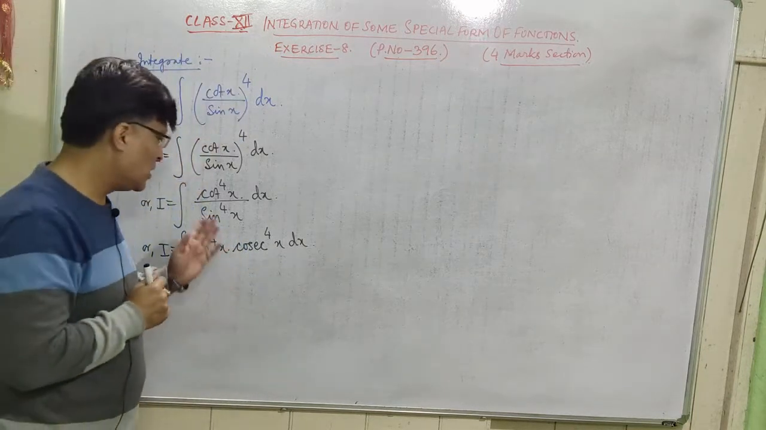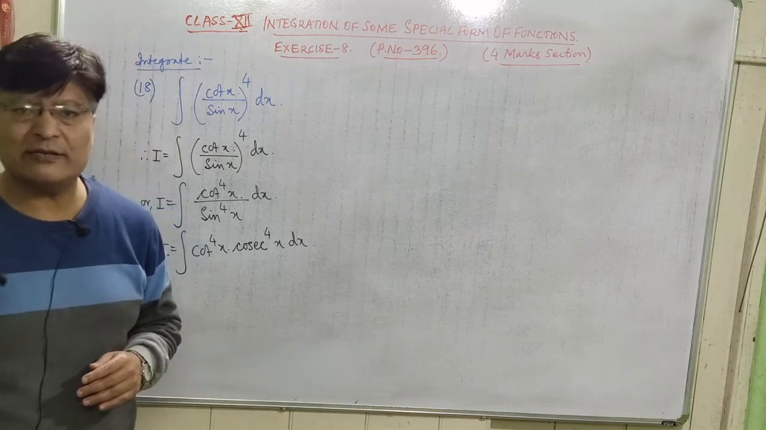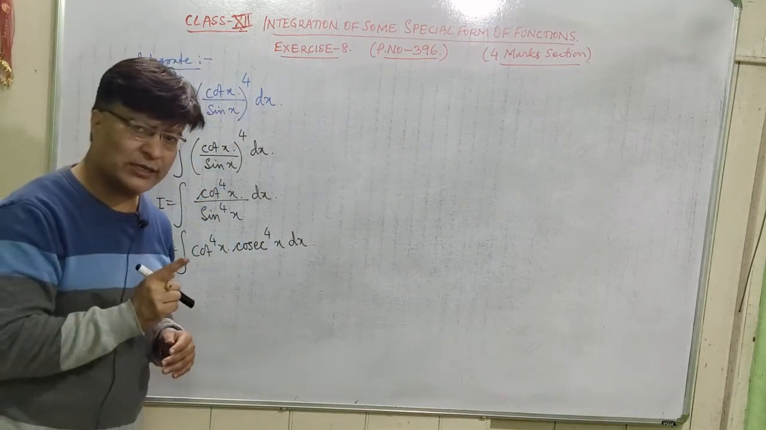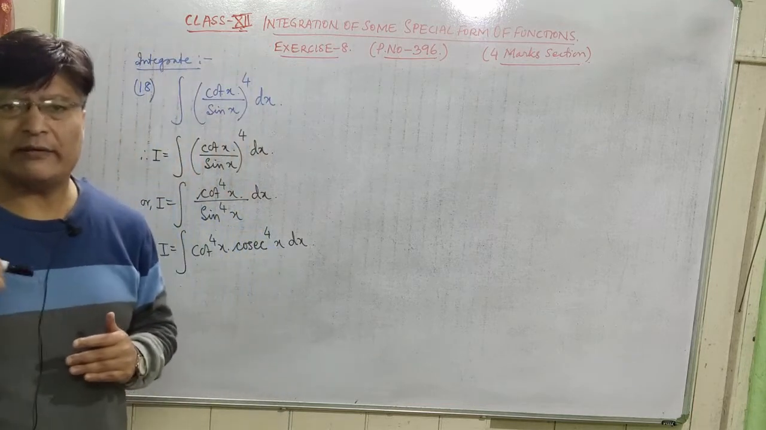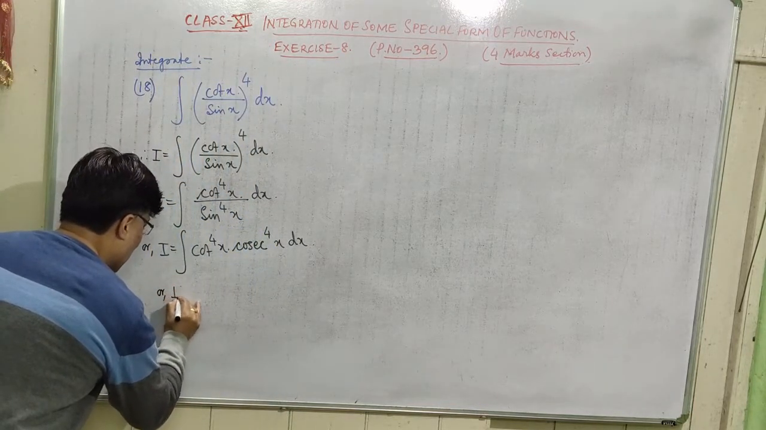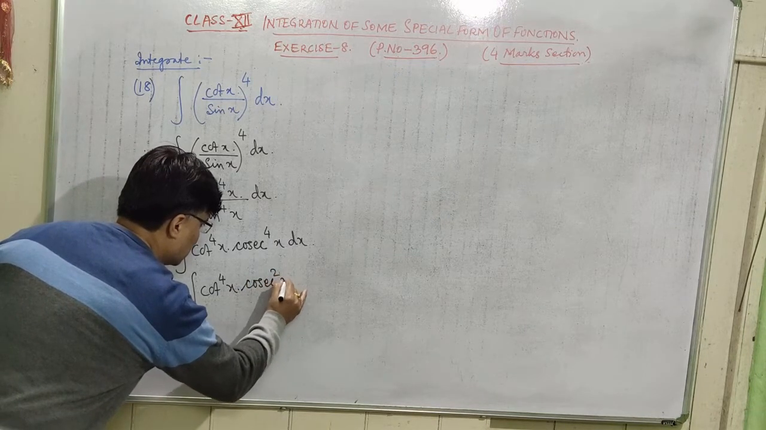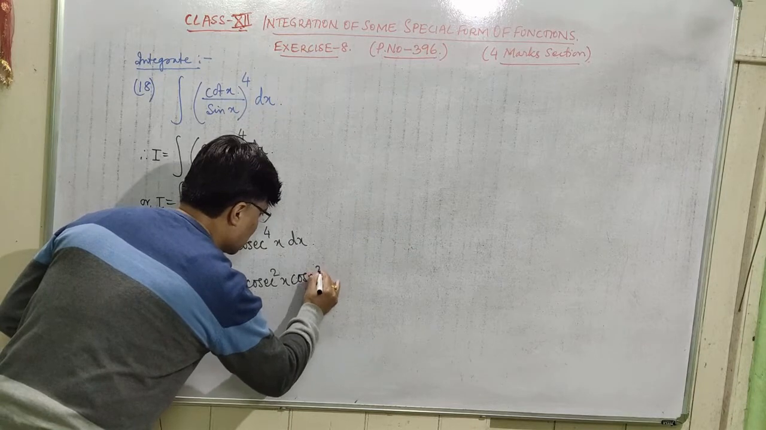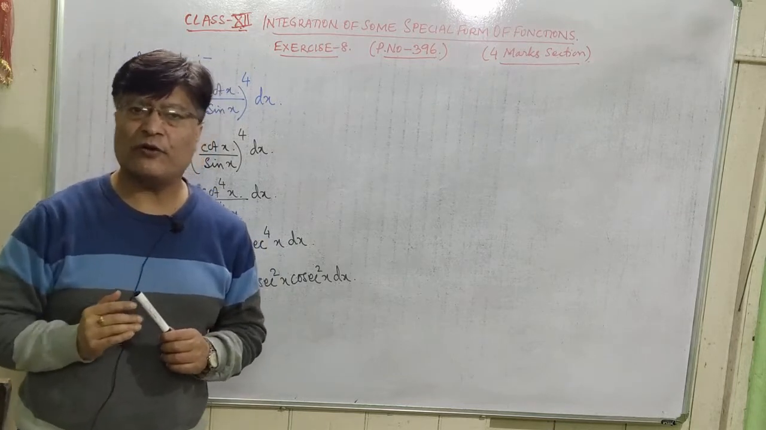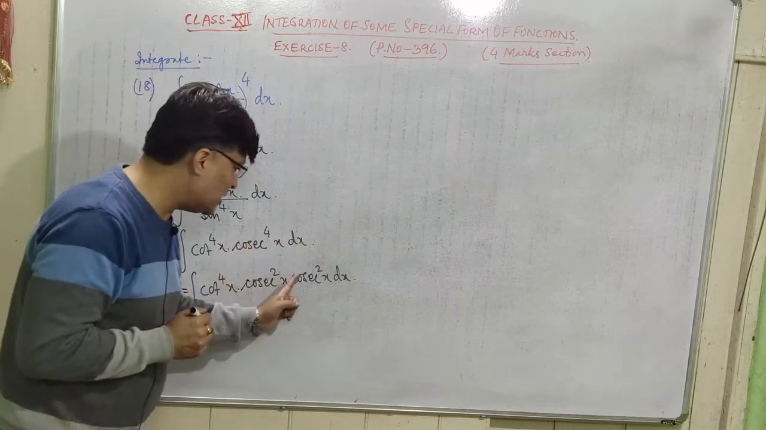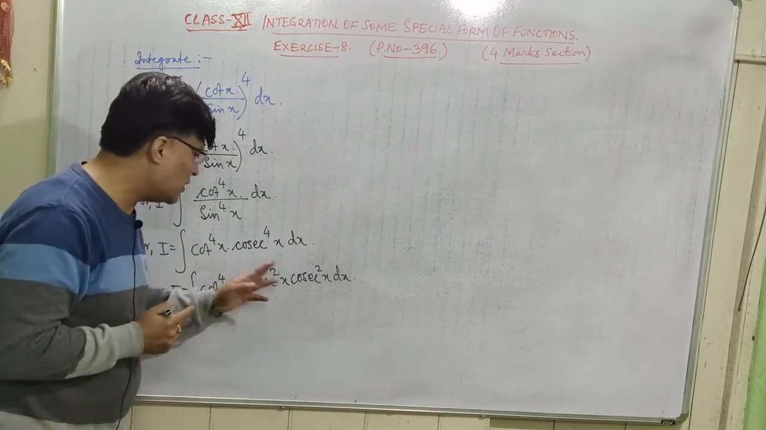Next, you know the relation between cot x and cosec square x, isn't it? That is, the differentiation of cot x is minus cosec square x. Let us break this term, cosec to the power 4x, as cosec square x into cosec square x. So I is equal to the integration of cot to the power 4x into cosec square x into cosec square x, dx. As you know that the differentiation of cot x is minus cosec square x, we need only one cosec square x. There is another cosec square x, which you can convert into cot square x.